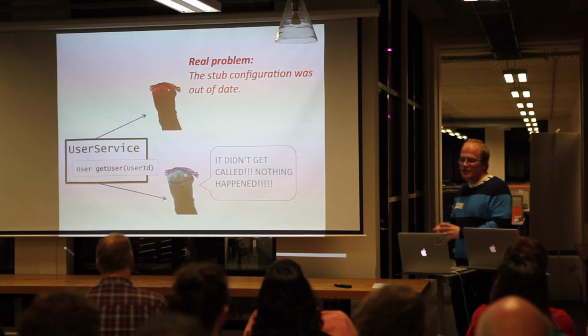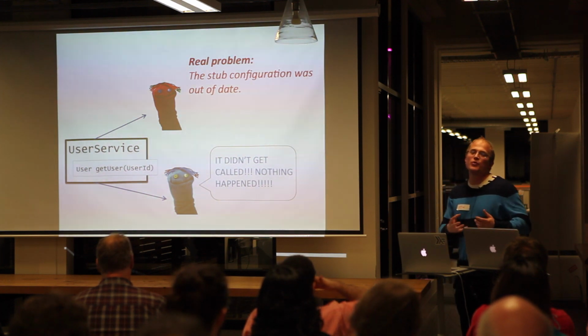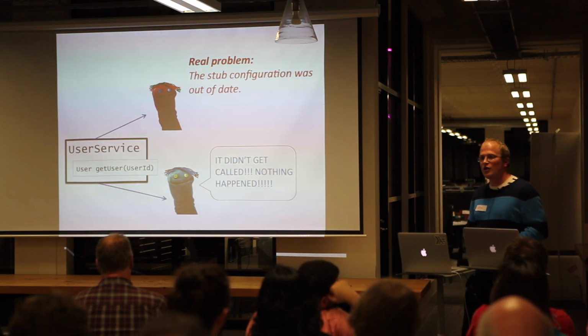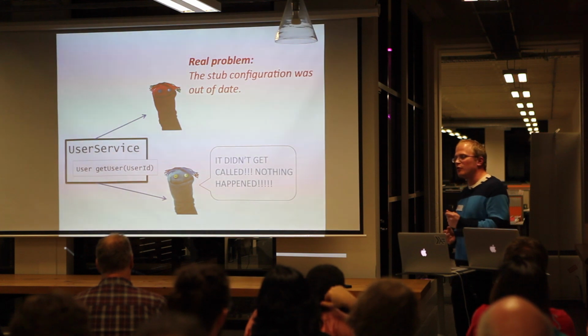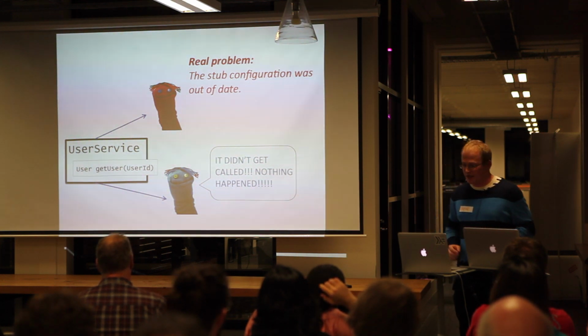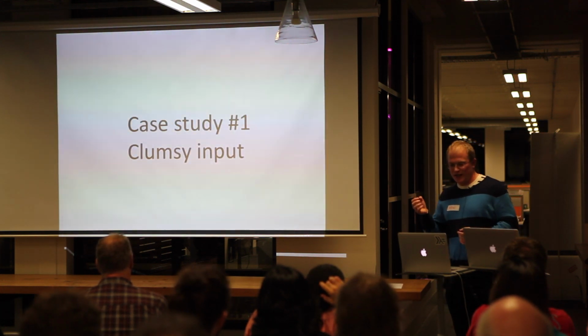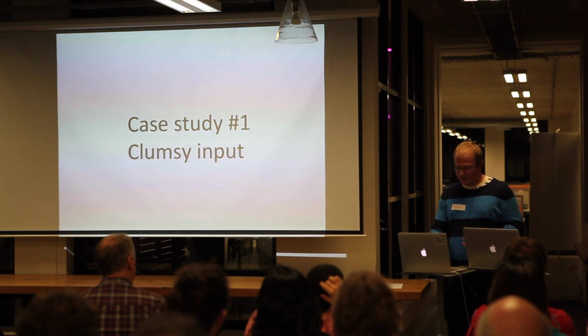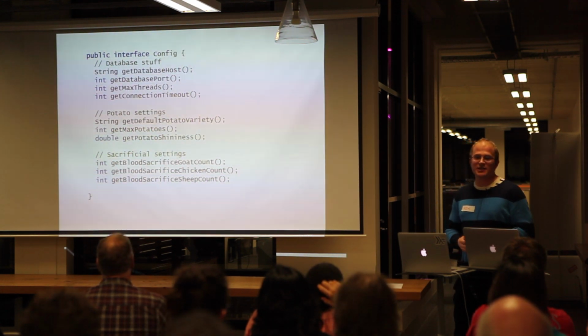So let's go into a bit more detail and look at some case studies of common ways mocks and stubs are used and the design flaws that they imply and how we can get around it. So first of all is clumsy input. I'm sure you've seen something like this before.